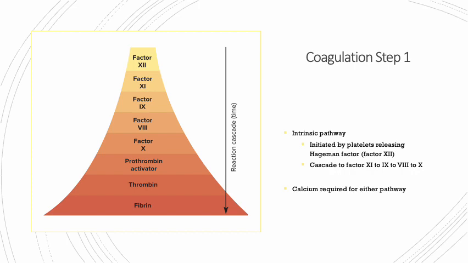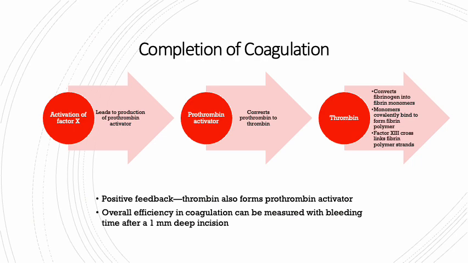If you get a cut, you clot way faster than if your body's trying to clot internally without an injury. In order to complete the coagulation process, you have to have the activation of factor X, or factor 10. This leads to production of prothrombin. And remember, you can get prothrombin activated if you just get cut. So either you have the activation of factor X or prothrombin is activated. That converts prothrombin to thrombin, which then converts the fibrinogen into fibrin. So this is how blood clots.